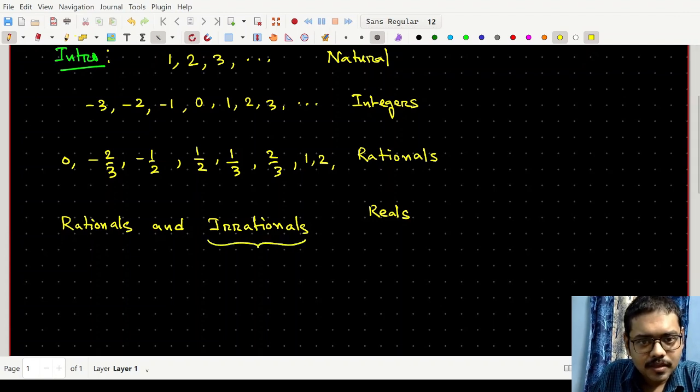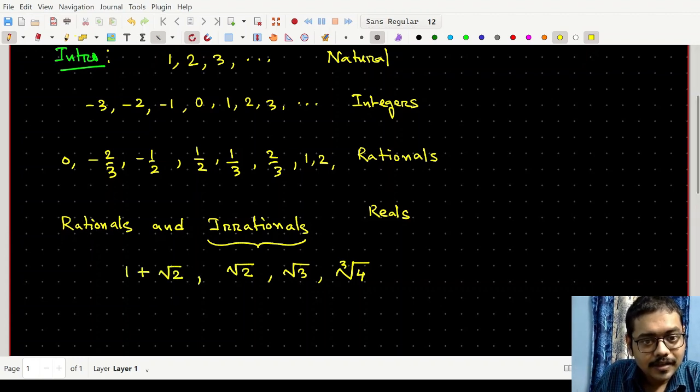So what are some examples of those? We have seen some of those. Square root of 2, square root of 3, and maybe some cube roots, cube root of 4, and maybe numbers of the form 1 plus square root of 2, the surds. So those are all irrationals.